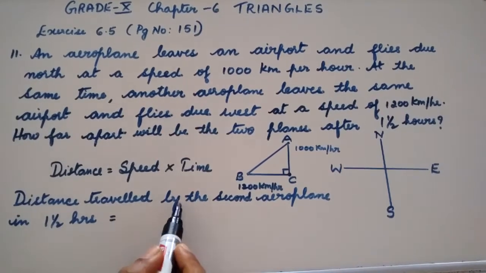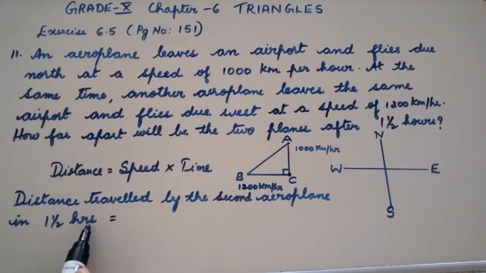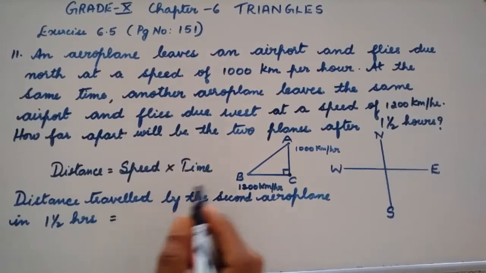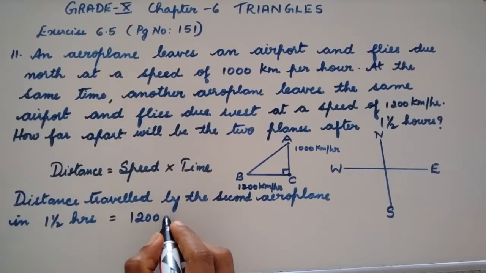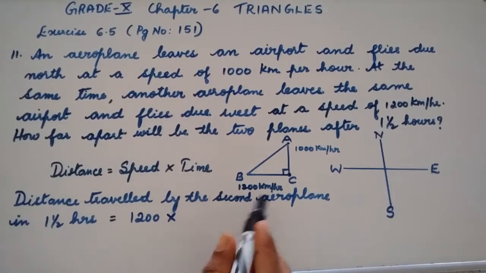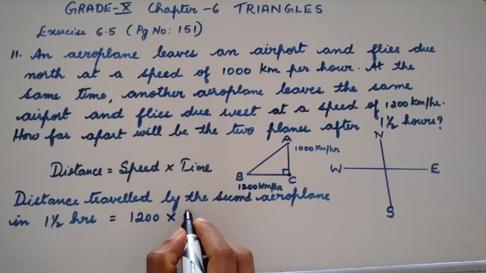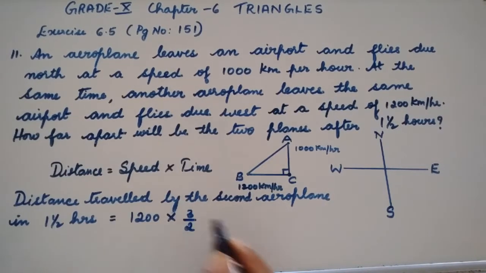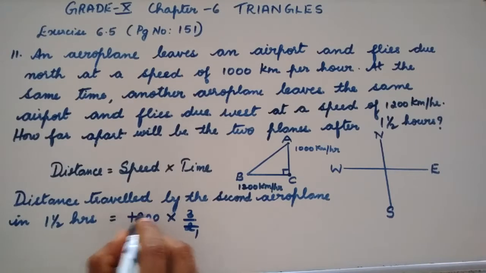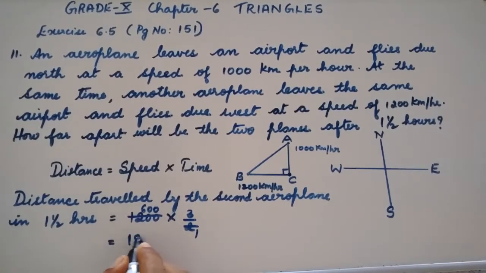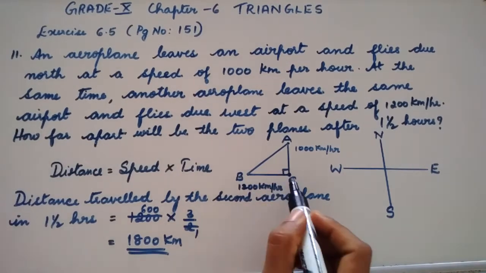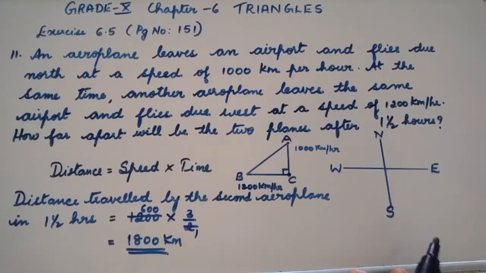Distance travelled by the second aeroplane in 1.5 hours is, again the speed is 1200 kilometer into time. Time again it is 3/2. So 2 ones are, 2 600s are. So it is 1800 kilometer. So this is the distance travelled by the second aeroplane, that is from point C to B.